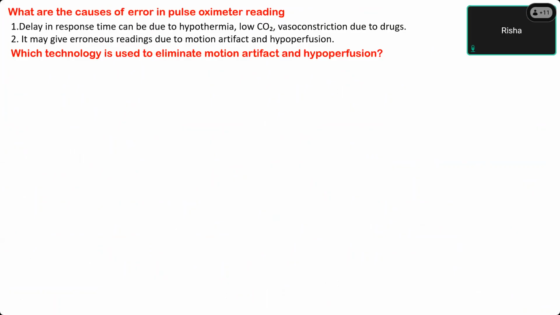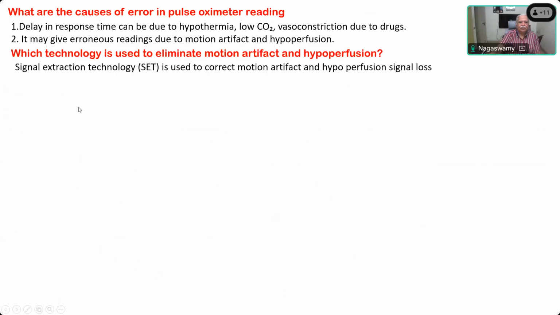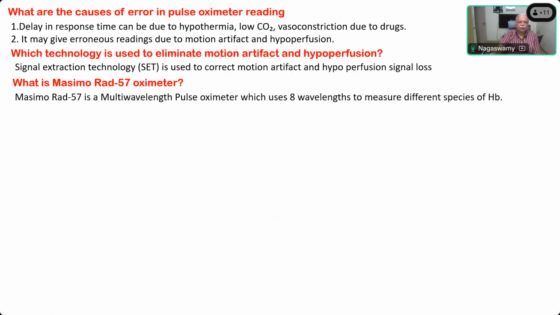Multi-wavelength. So signal extraction technology is used to correct motion artifact and hypoperfusion signal loss. And this is used by the Masimo Rad-57 oximeter. Masimo is a multi-wavelength pulse oximeter which uses 8 wavelengths to measure different spectra.